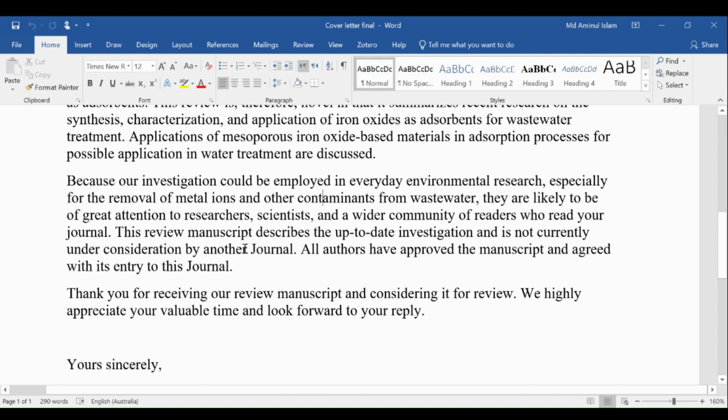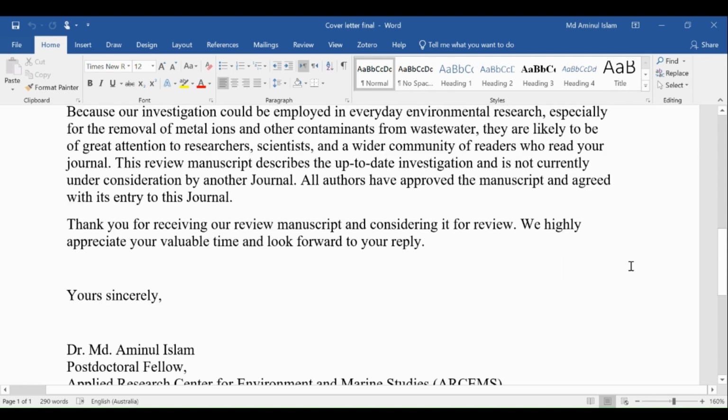This review manuscript describes the up to date investigation and is not currently under consideration by any journal. All authors have approved the manuscript and agreed with its submission.